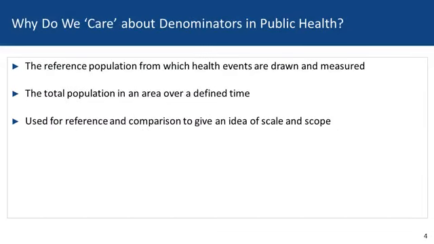So why do we care about denominators in public health? This is the reference population from which health events are drawn and measured. It is the total population in an area over a defined period of time, and therefore used for reference and comparison to give us an idea of the scale and scope being represented by our numerator.